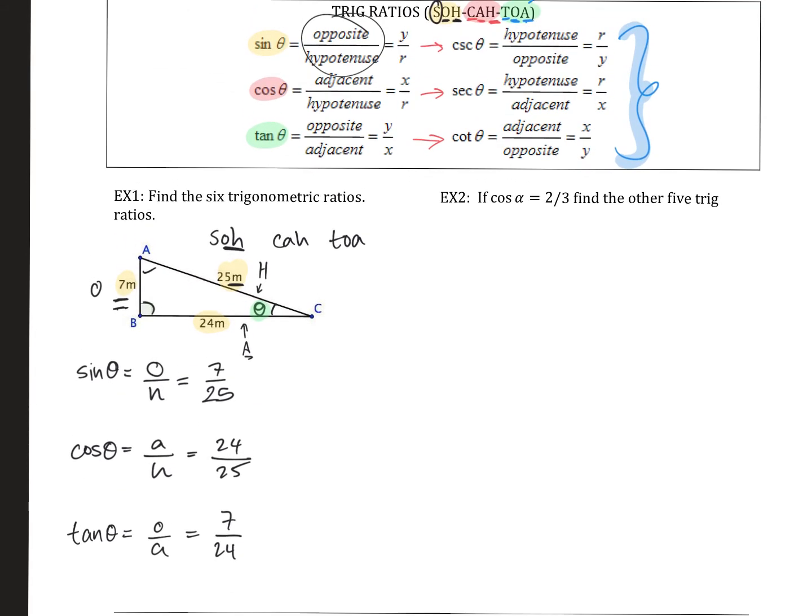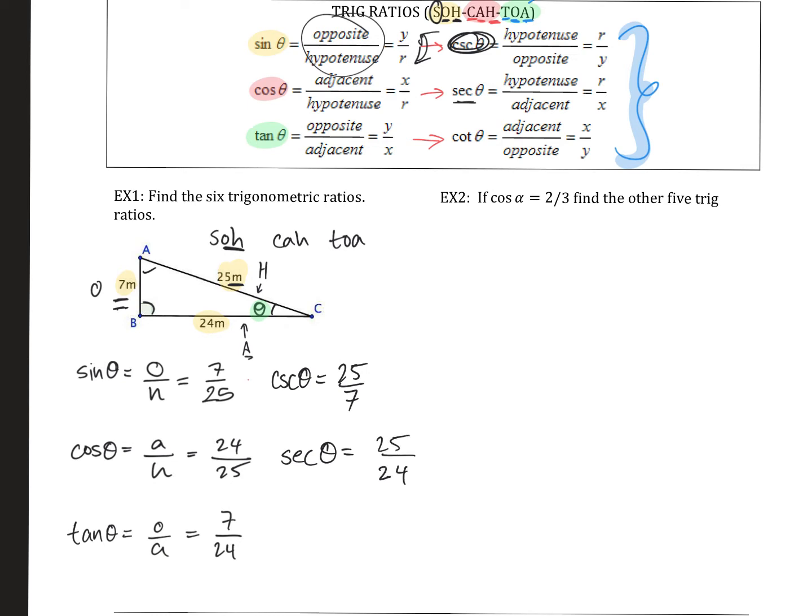So if you recall, cosecant is the exact reciprocal of sine. You just flip them, which means that cosecant of theta is going to equal 25 over 7. And then secant is the reciprocal of cosine. So we just take their reciprocal. So secant of theta is going to equal the reciprocal of 24 over 25, which is 25 over 24.